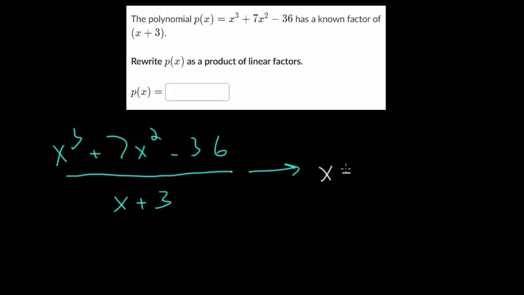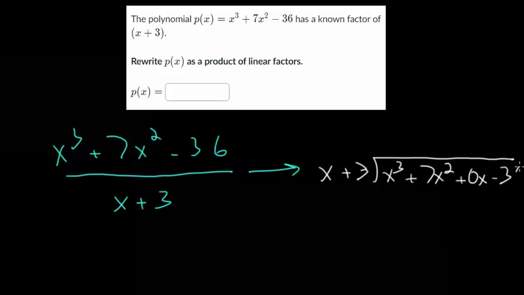So we have x plus 3. We're dividing by that, so it goes on the outside. And on the inside, we have x to the third plus 7x squared. Notice we do not have an x term. So as a placeholder, we have to put 0x here. If you forget this, it's going to cause a lot of confusion when you actually try to do the long division. So make sure to put in any of those missing terms.